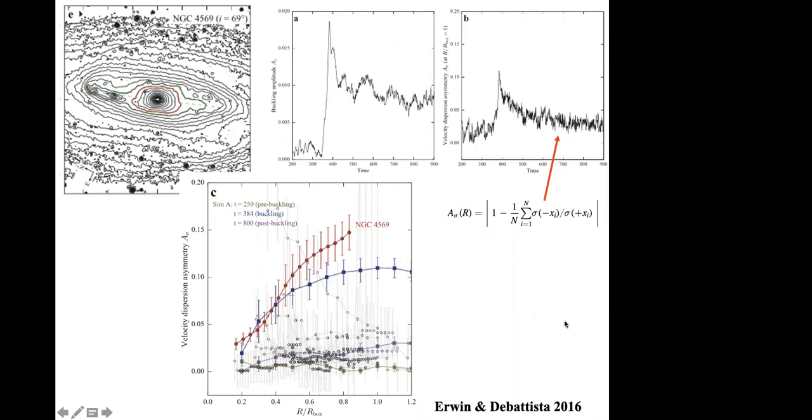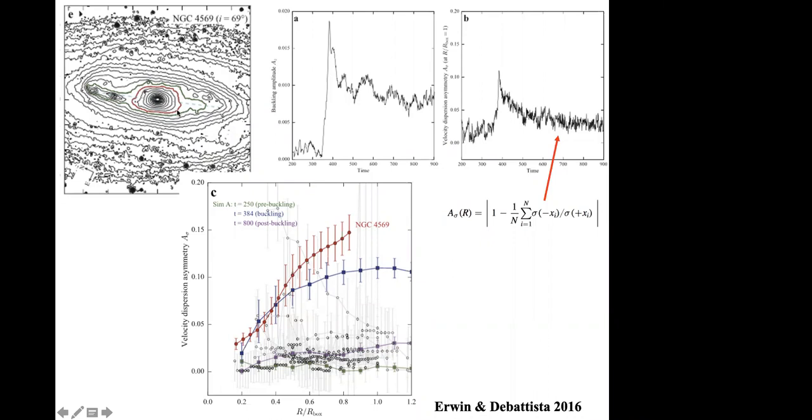So in this panel, what I'm plotting is a whole bunch of galaxies that are flat, shown by the gray points, the black points with gray error bars. And then we're plotting a simulation, the simulation A that I showed you before, before it buckled, in green. So I'm plotting the radial variation of this. Okay, this is velocity dispersion asymmetry as a function of radius, and it's being normalized by the size of the box. This is the size of the box.